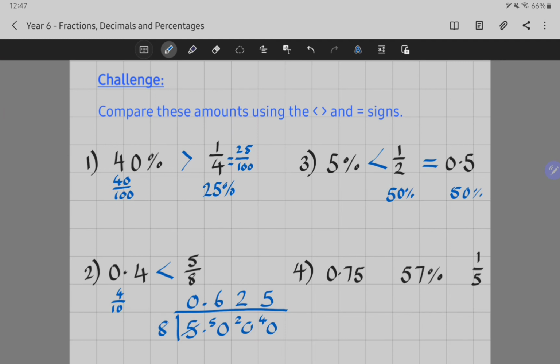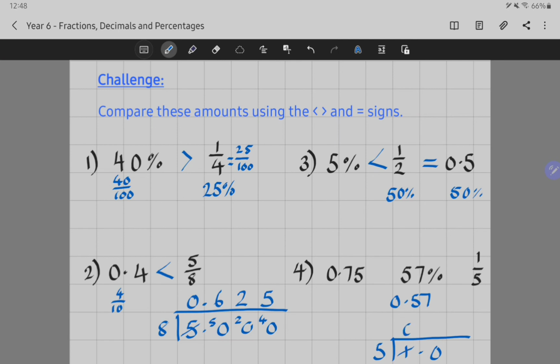How about number 4? Last one then. I've got 0.75, 57% and 1/5. So what are you going to choose? Because I've got a decimal, a percentage and a fraction. So I need to decide what I'm going to turn them into. Decimals. So this would be 0.57 because I've divided that one by 100. And a fifth, another important one to remember, but if you can't remember it, you can do a quick bus stop division. 1 divided by 5.